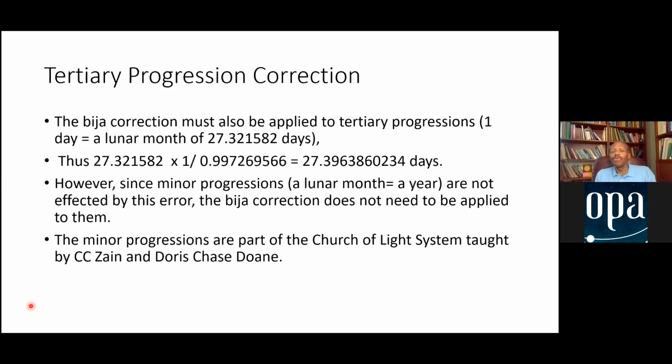The tertiary progressions also need to be adjusted. So the Bija correction has to be applied to a day equals a lunar month, using the same formula that we found earlier. It results in a slightly longer progress day. Instead of being 27.321, it's 27.396. And later on, we'll see that although that seems like a small amount, it adds up as the years roll on.